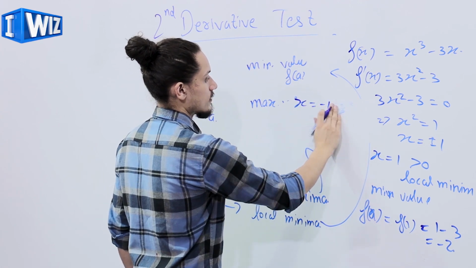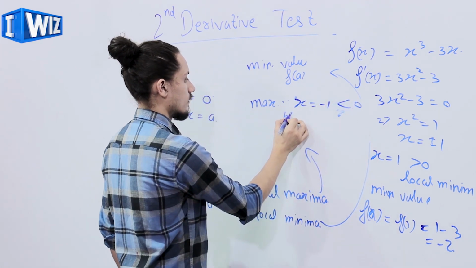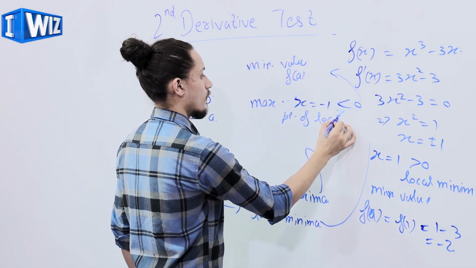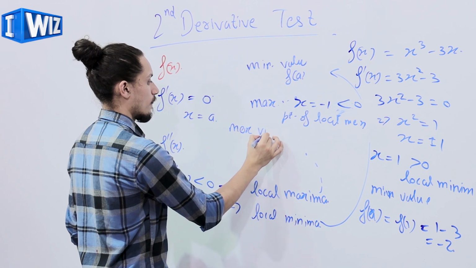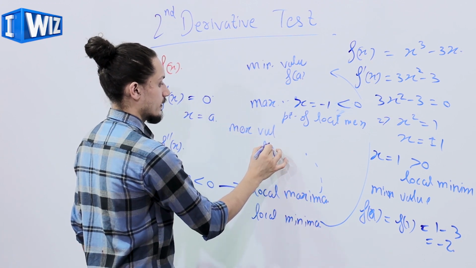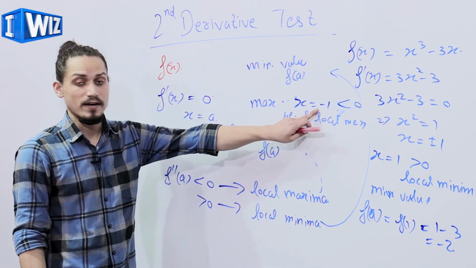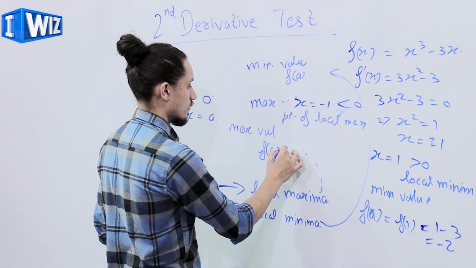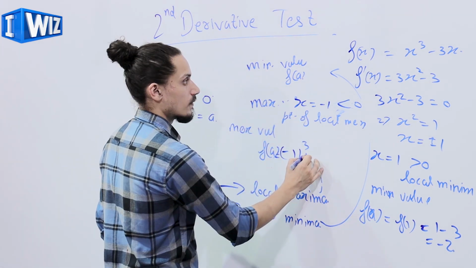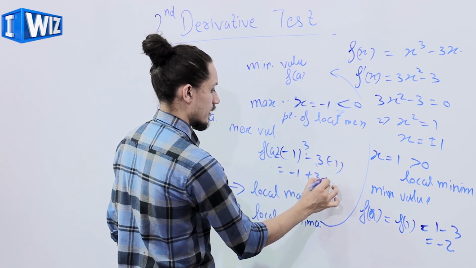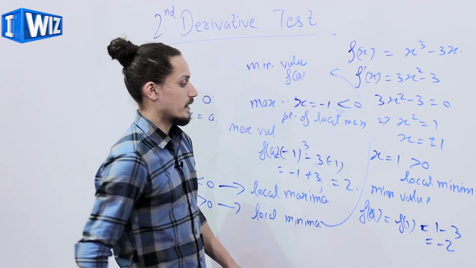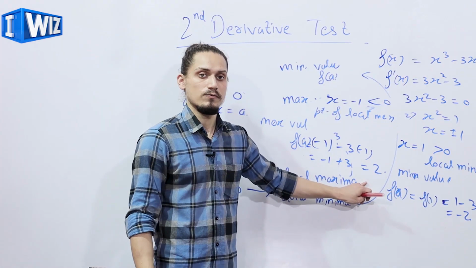And x is equal to minus 1 is less than 0. So this is a point of local maxima, and the maximum value is given as f at a. So f at minus 1: minus 1 cube minus 3 into minus 1, which is equal to minus 1 plus 3, which is equal to 2. So the minimum value is minus 2 and the maximum value is 2.